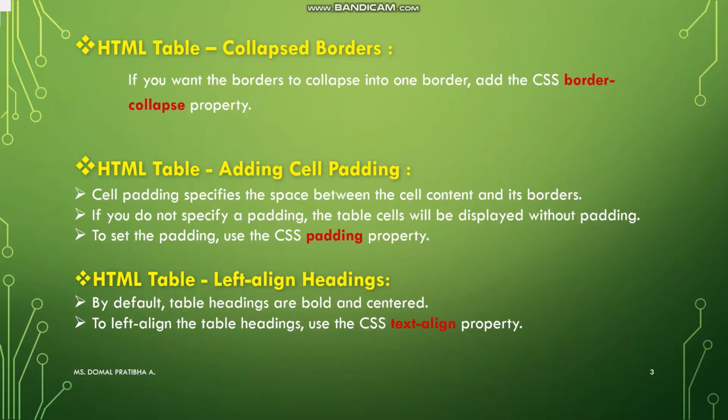Next, HTML table, adding the cell padding. Cell padding specifies the space between the cell content and its border. If you want space between content and border, use cell padding. If you do not specify a padding, the table cells will be displayed without padding. To set the padding, use the CSS padding property.